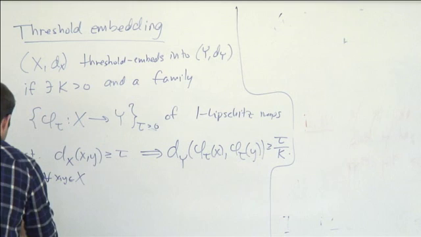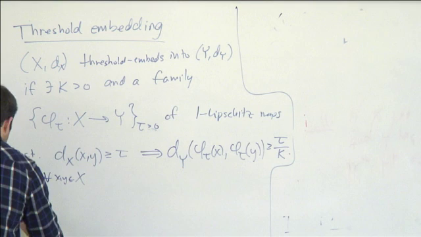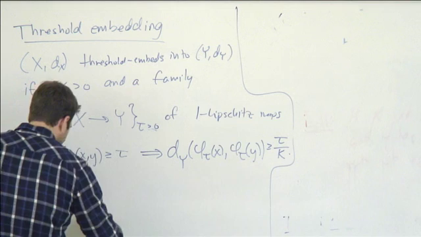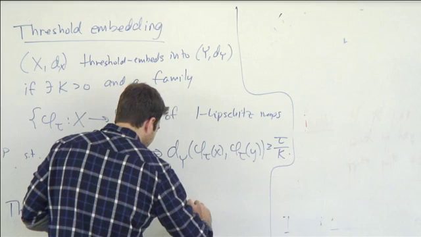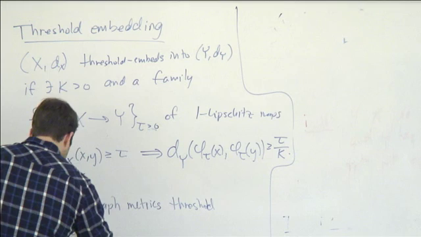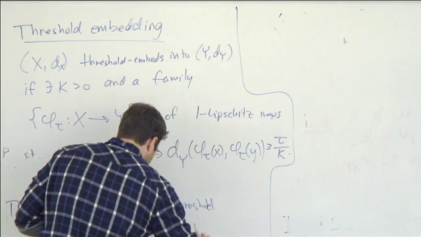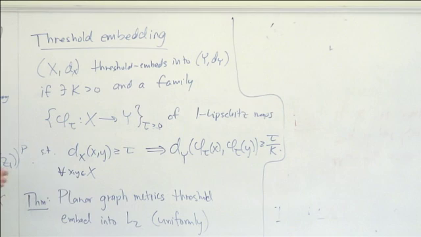And here's a theorem, I shouldn't call it a fact, it's not obvious: uniformly, planar graph metrics threshold embed into Hilbert space. You can interpret this theorem in multiple ways. If you take an infinite planar graph metric, it threshold embeds into Hilbert space. If you take a collection of finite planar graph metrics, they all threshold embed with the same constant k. The constant is uniform.